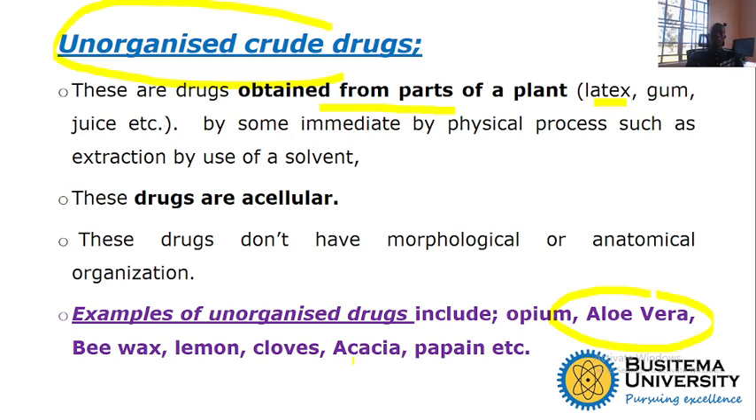With organized, we pick cellular morphological parts like the roots, stems, and so on. Therefore, unorganized is acellular. We don't pick the morphological part, but we pick other parts of the plant, for example, the latex, the gum, and the juice.